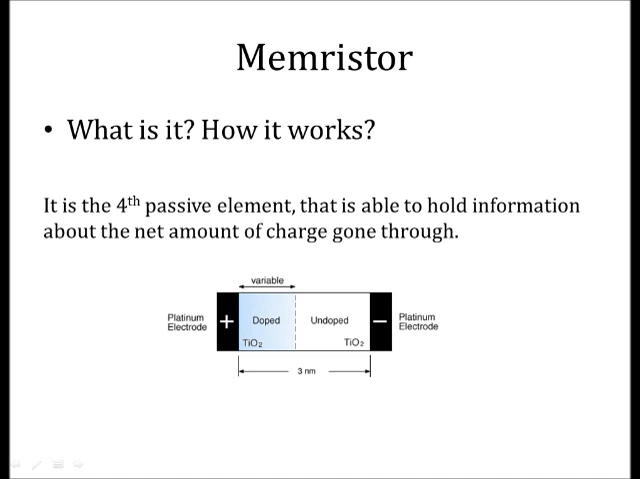As a result, it can be seen that memristors do not need any energy to keep data in terms of recording and reading. Therefore, the fourth passive element is able to hold information about the net amount of charge gone through. The resistance of the memristor can be varied constantly with current within certain limits.